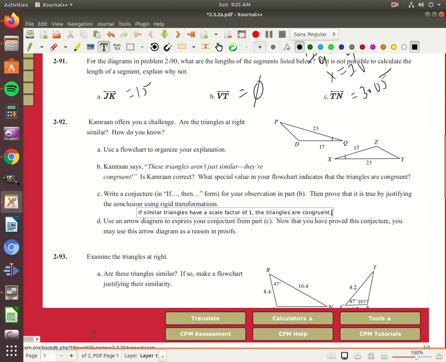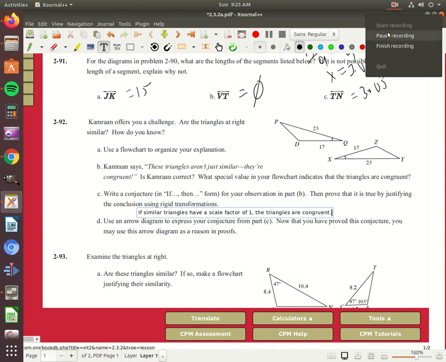And then it says use an arrow diagram. Now that you have proved this conjecture, you can use this arrow. Yeah, we had already discussed this. I don't want to spend too much time on this. I hope you guys understand. I know I didn't do a lot of what this problem asked, but I just feel like it's redundant to what we're already doing. So let me pause and set up 293, and then we will end this video.